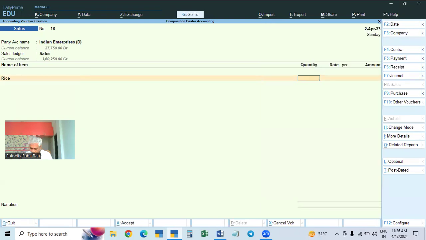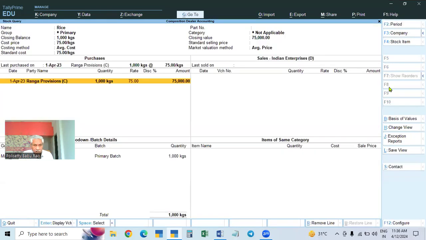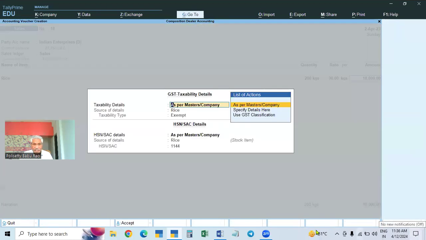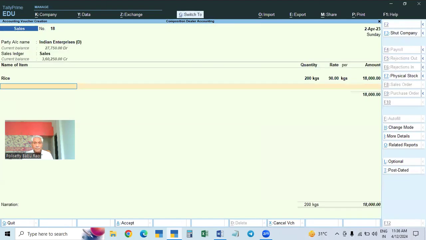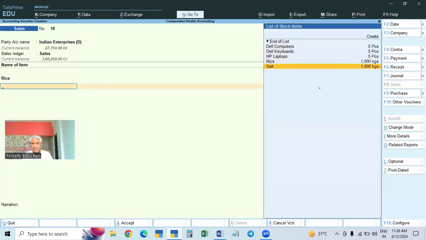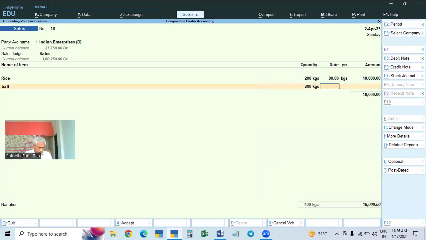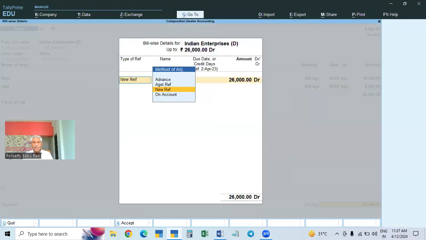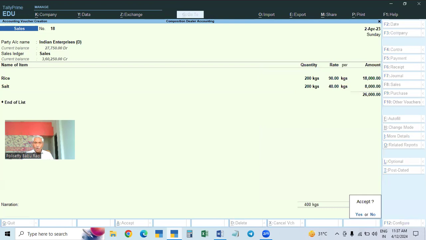Okay, rice we are taking, 100 packs, 200 pages, and what is the rate? So rate is 75. We sell for 90 rupees. Okay. And so this is exempt, it is showing. Exempt. And then salt. We are taking 200 kg. What is the purchase price? 25 rupees. We sell for 40 rupees, for example. And this is nil-rated, for example. And there will be no tax. So accepted. So we purchased and we sold.